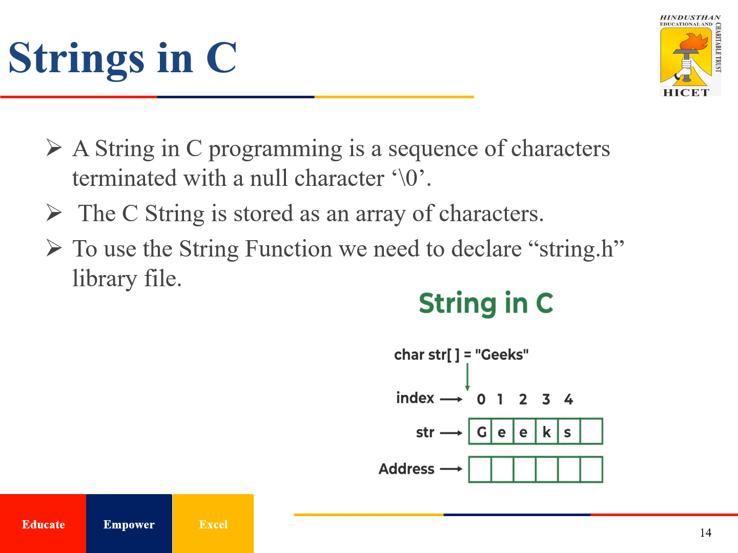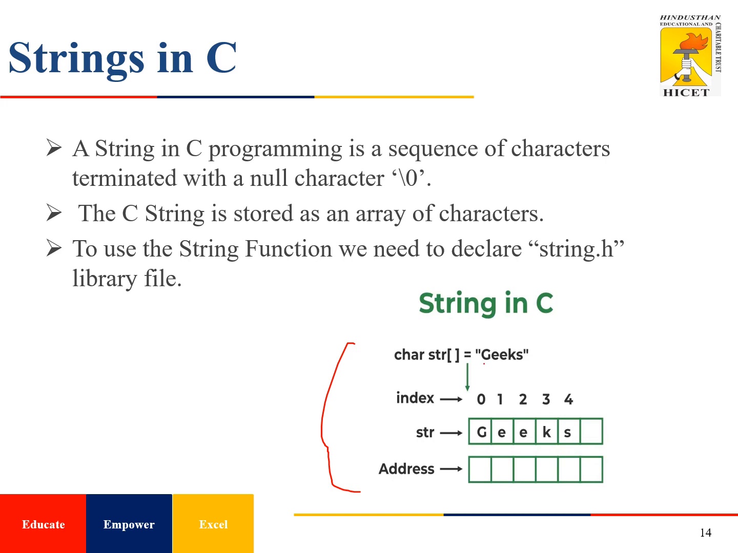Strings in C are a sequence of characters. A string is a sequence of characters and it ends with \0. A C string is stored as an array of characters, and this is how the array of characters looks. Char is the data type, and str is the string name, and this is the array of characters, right? So I need to mention some brackets here, and the value I'm going to enter into that array is the string "geeks". So the index is 0, 1, 2, 3, and 4.